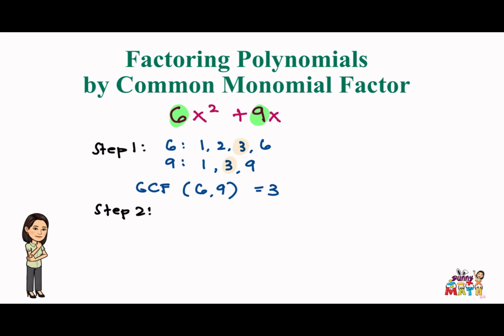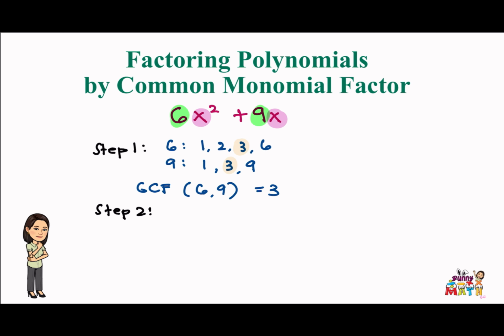Step 2, hanapin ang common variable na may pinakamababang exponent na makikita sa lahat ng terms. Dito, ang common variable ay x. At ang pinakamababang exponent ay 1. So, ang ating GCF para sa x squared and x is x.